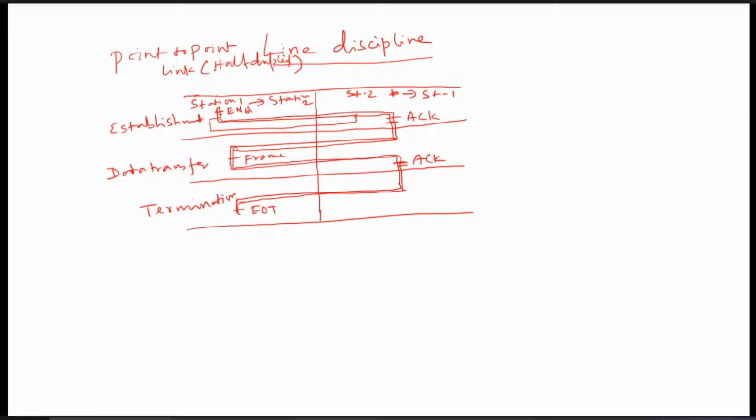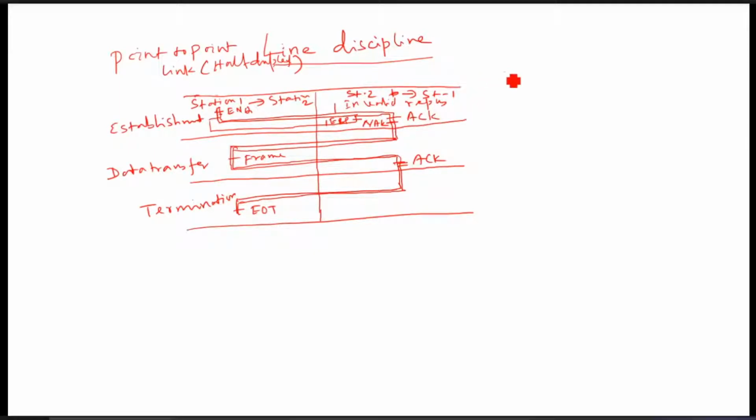But there can be some other cases also. There can be an invalid reply by station 2. Some abnormality can be there, that is an invalid reply, or there can be a negative acknowledgement. You see here, NAK. Or there can be an error recovery procedure, ERP, right? So these things may be there.